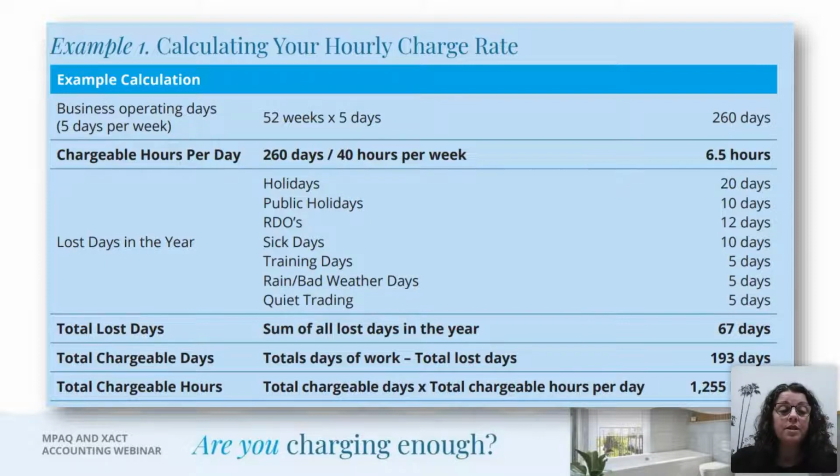Now, across those 260 days, we've got 40 hours in a week. However, that 40 hours is not always spent on chargeable jobs or out on job sites. So we've got to factor in how much per day is actually available for chargeable work, and in this example, we've used 6.5 hours. We then have to factor in other leave days: holidays, statutory leave, public holidays, sick days. If you provide RDOs, rostered days off, we've got to factor those in. So here we're looking at how many days per year we need to take out that are not available to work because of leave or other things.